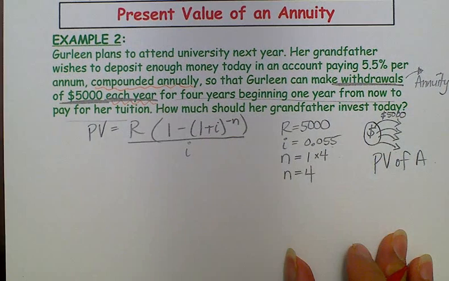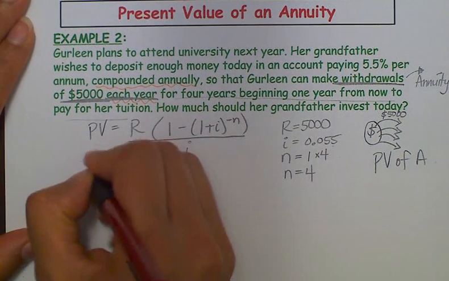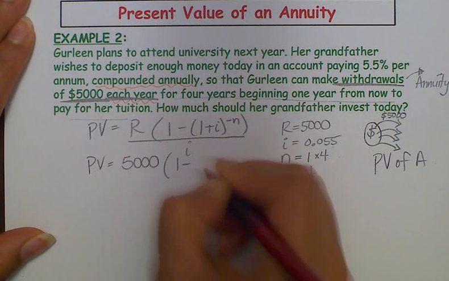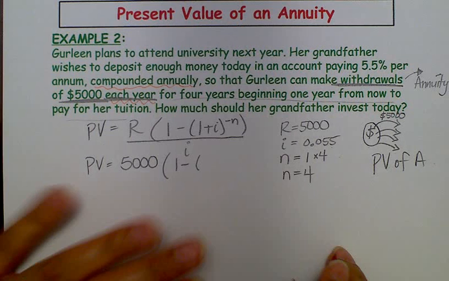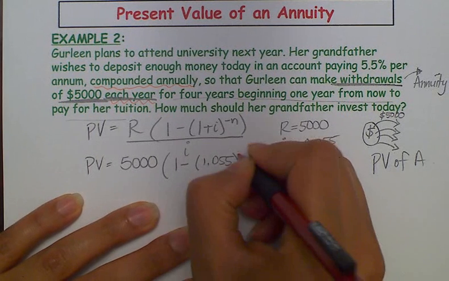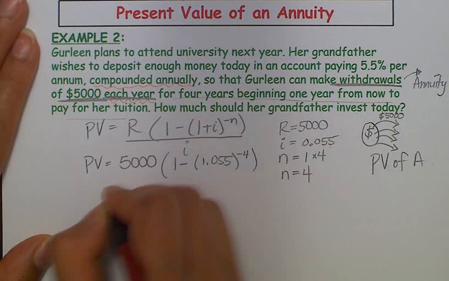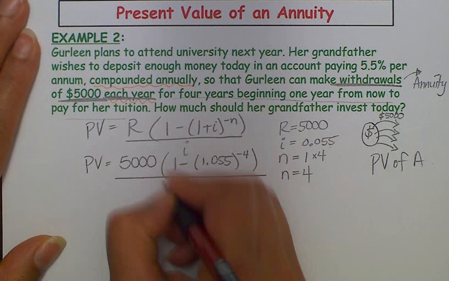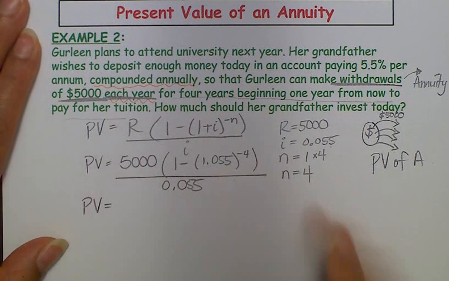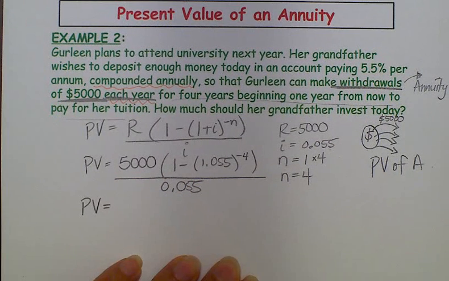So if we plug in the information we know, 1 plus i would be 1.055 to the exponent negative 4. Remember, it's a negative exponent. All over 0.055. Again, because we have all the information on the right-hand side, we can type it all on the calculator and get our answer in one shot.